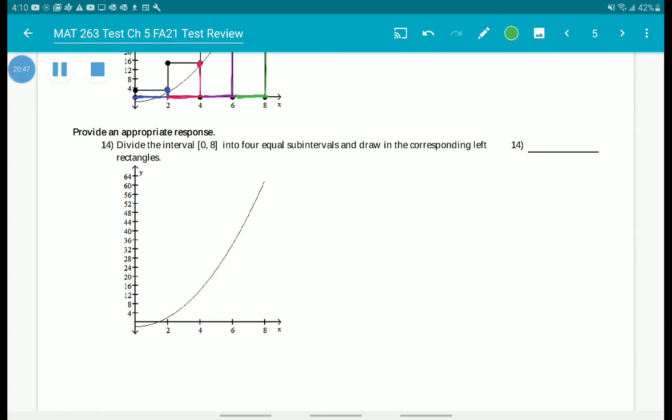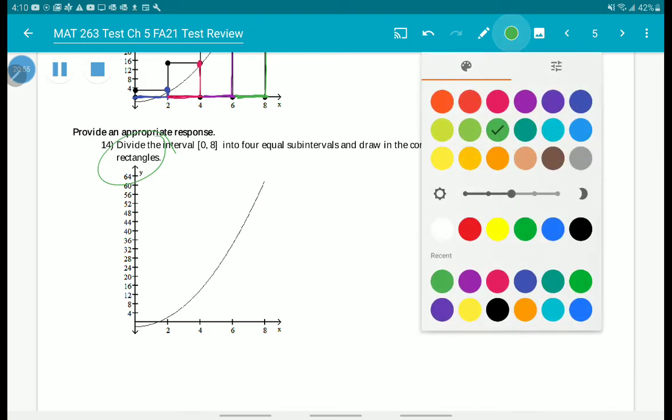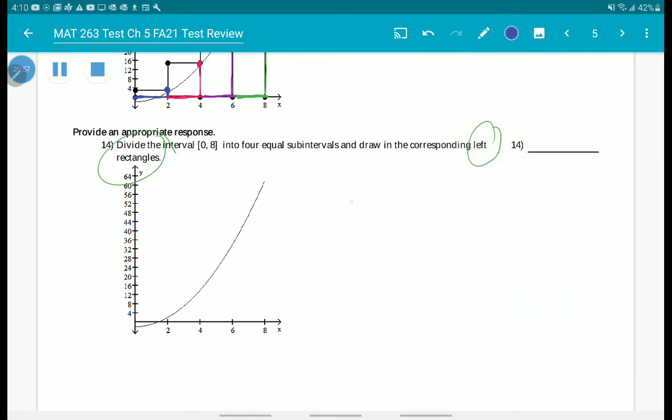Problem 14 is asking us to divide the interval 0, 8 into 4 equal subintervals and draw left rectangles. So let's do that. I've got to figure out how wide this is going to be. So I need to figure out delta x. Remember, that's b minus a over n. The interval gives us a to b. N is the number of rectangles. So in this case, our number of rectangles is going to be 4.